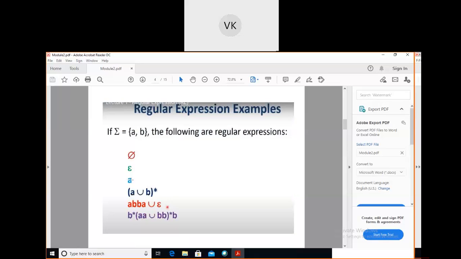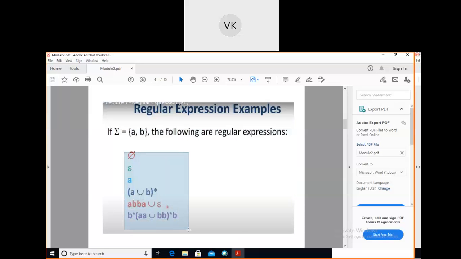Also, a may be a regular expression. The individual characters are also regular expressions, a and b also. And (a union b) raised to star is also a regular expression. And a b b a union epsilon is also a regular expression. And b star a union (b b) raised to star after b is also a regular expression. All these are regular expressions from the given summation.